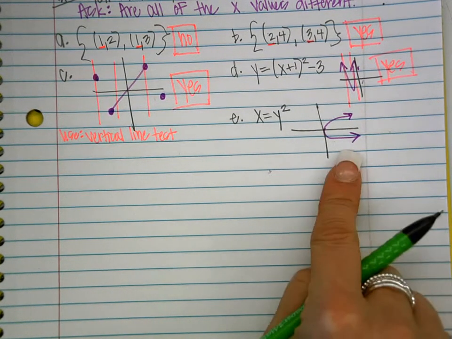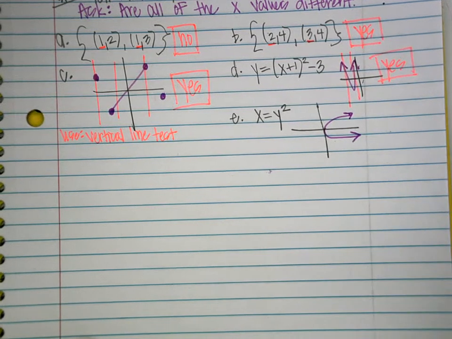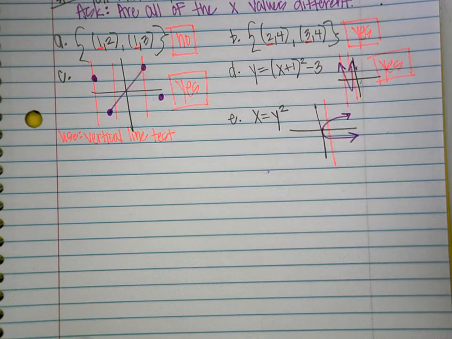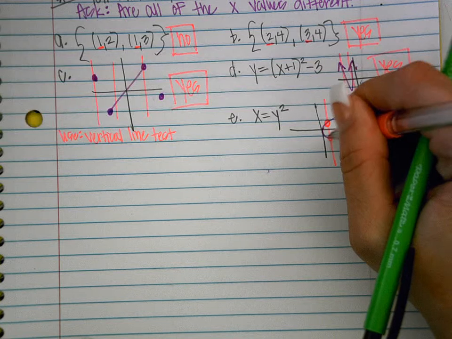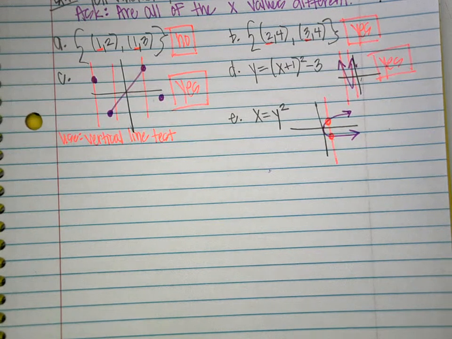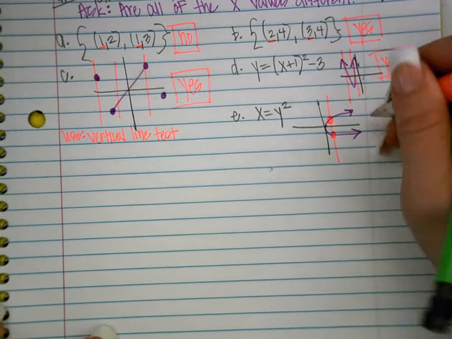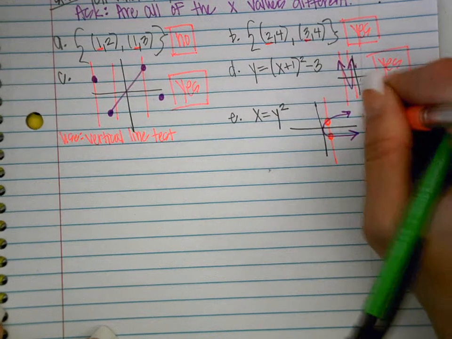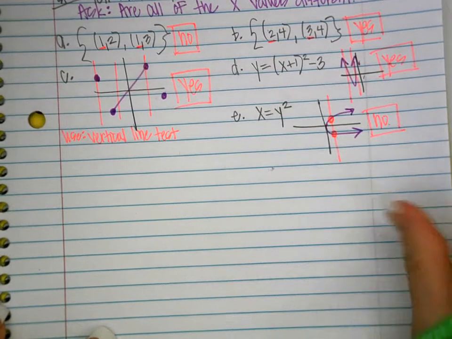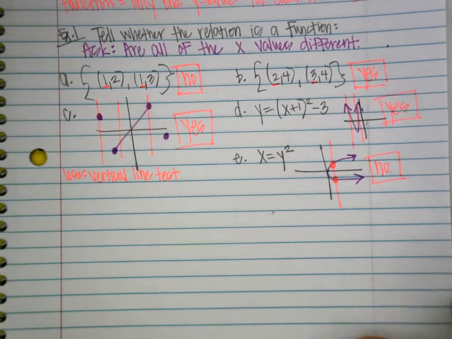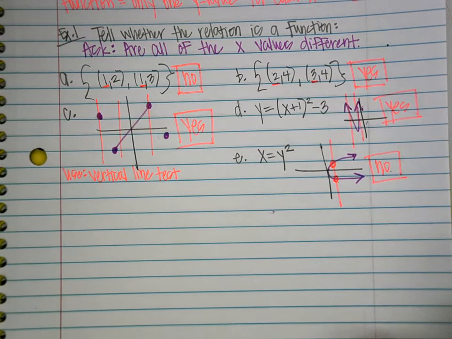So, is this a function? No, because anywhere you draw a line, this would touch two places. Okay, so there are some places on this graph that it would touch more than once. Therefore, it is not a function. So the first part is just determining, is this a function, yes or no? That's going to be the first part of your homework.